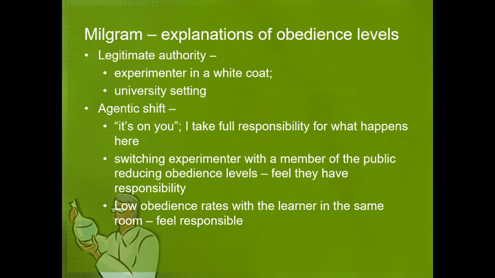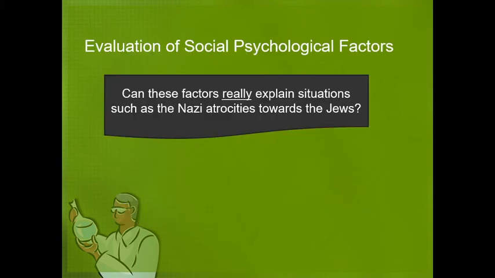The last factor in Milgram where we see this is the fact that when the learner's in the same room, again, obedience rates drop because they feel more responsible for what they're doing. Equally, they're less able to close their eyes to what they're doing, which removes that binding factor. So that's where you see all of those factors within Milgram.